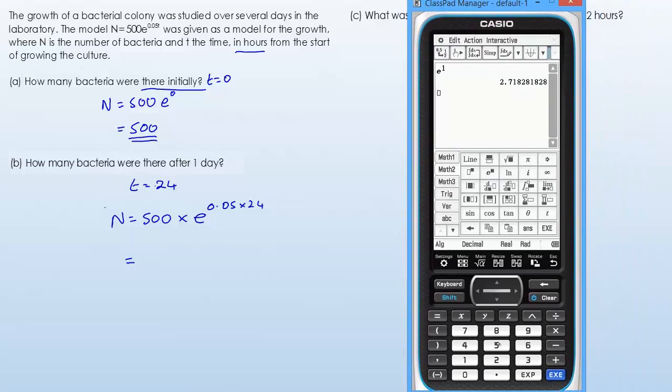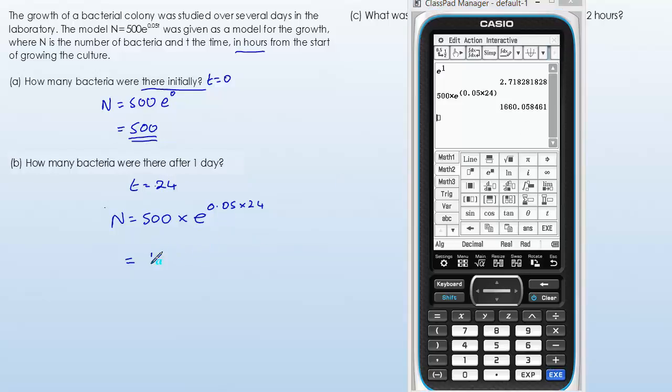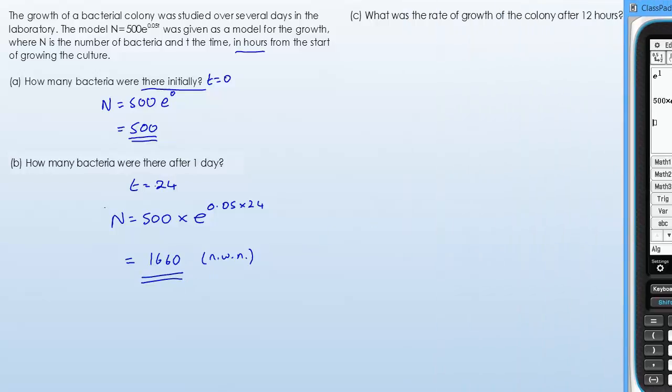So 500 multiplied by e to the 0.05 times 24, and that gives us 1660, correct to the nearest whole number, and since we're dealing with bacteria, that's a sensible way to actually give the answer.